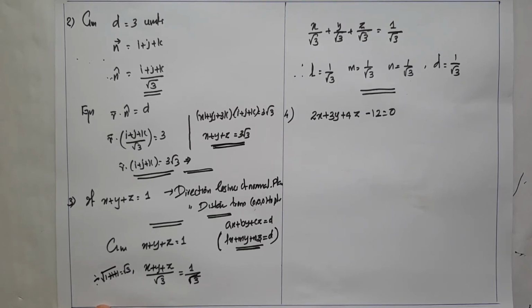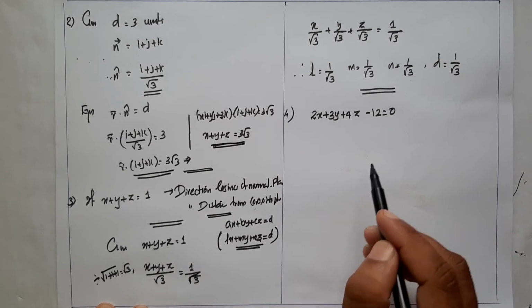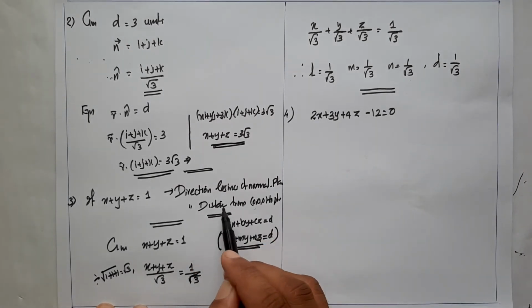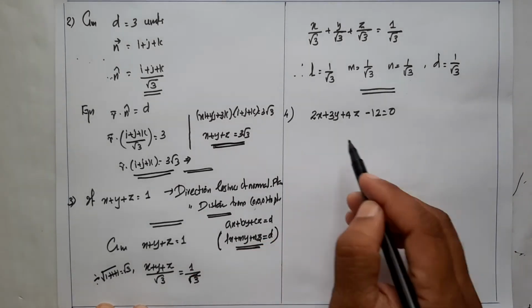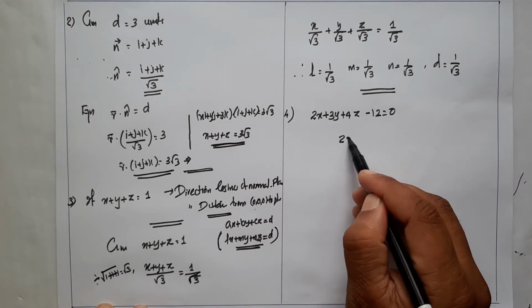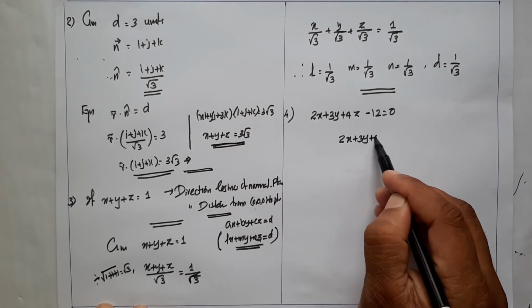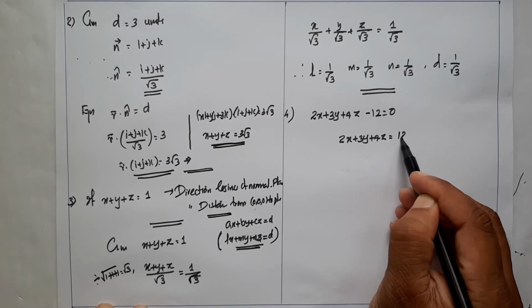Determine the direction cosines of the normal to the plane and the distance from the origin to the plane. That is similar to the last problem. Okay, first of all we set 2x plus 3y plus 4z is equal to 12.